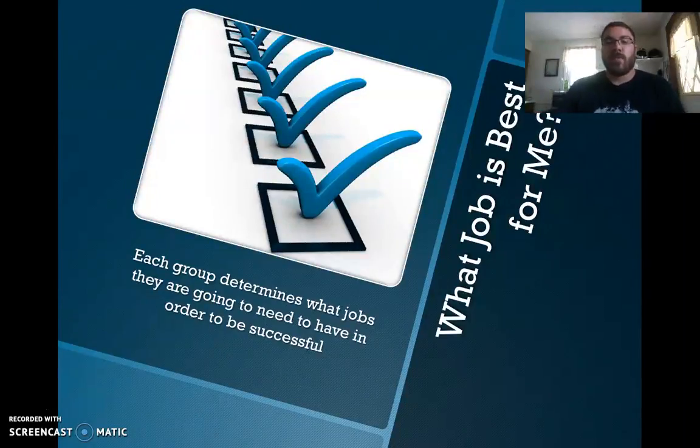What job is best for me? At this point, each group determines what jobs they are going to need in order to have a successful business. Some examples of jobs that they could come up with would be a treasurer to actually manage all of the money. They could have someone in advertising to actually advertise the product they are going to be trying to sell. They could have engineers who actually build the product that they're trying to sell and build prototypes. Those types of jobs are what you want them coming up with to be able to run a successful business.